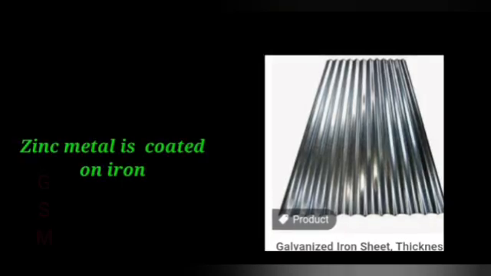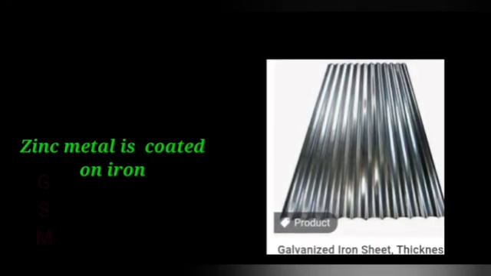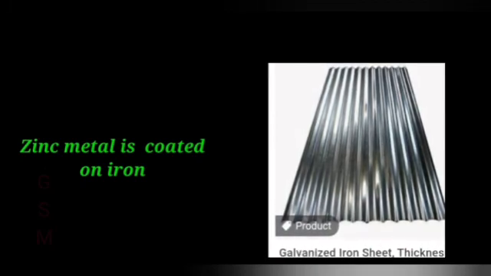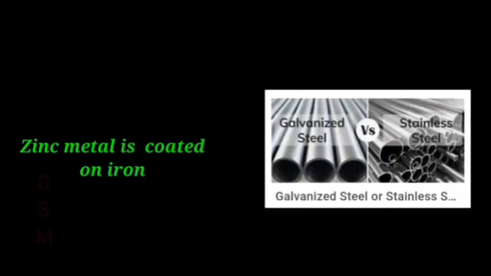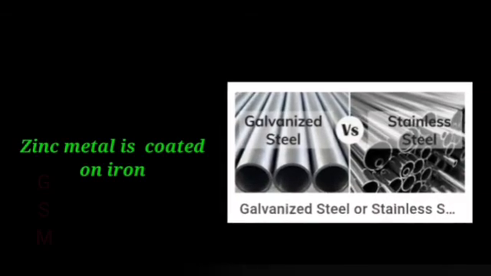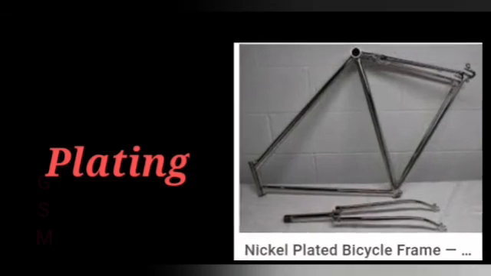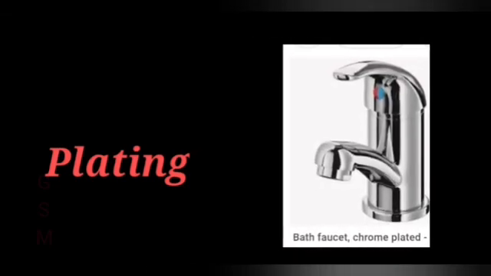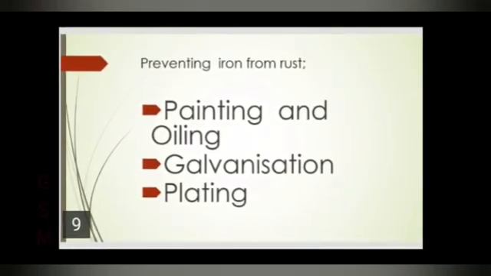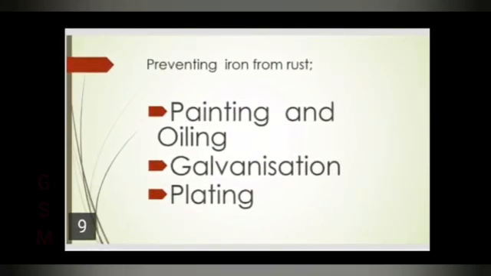The next way is galvanization. If a layer of zinc metal is coated on iron, it protects it from rusting. Iron pipes that carry water are galvanized to prevent rusting. Galvanized iron sheets are used in factories to make sheds. The next way is plating. Bicycle frames and taps are coated with a layer of nickel or chromium metal to prevent them from rusting. So these are the methods used to prevent iron from rusting.